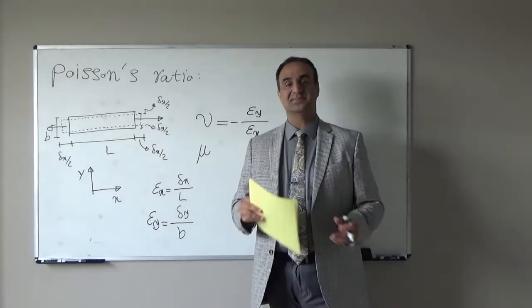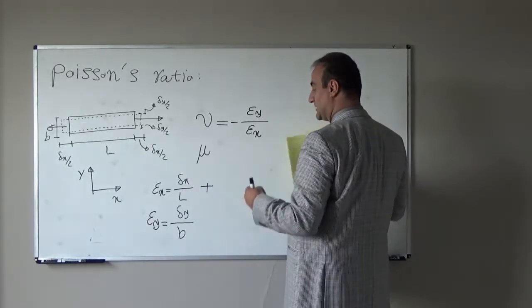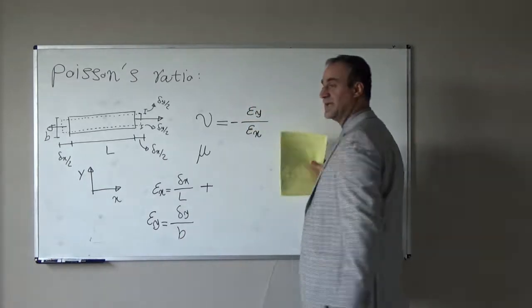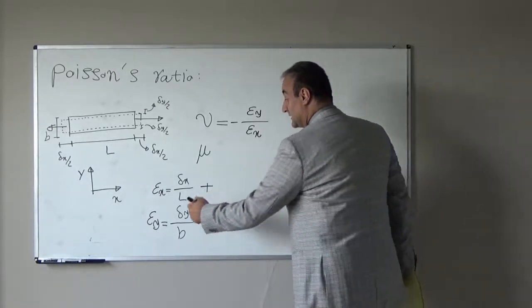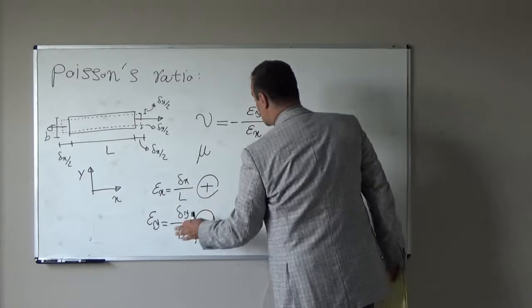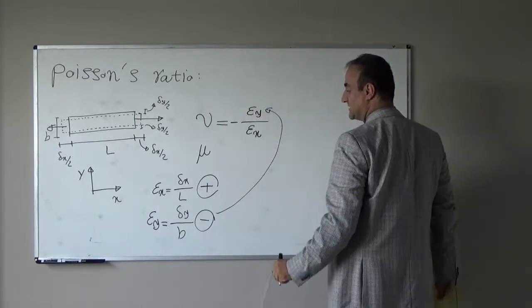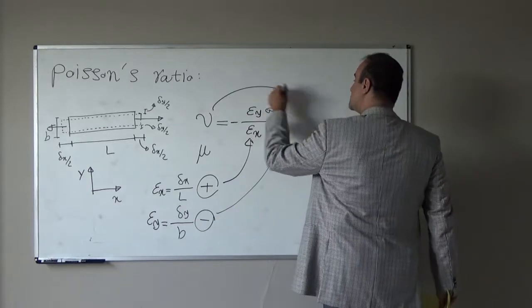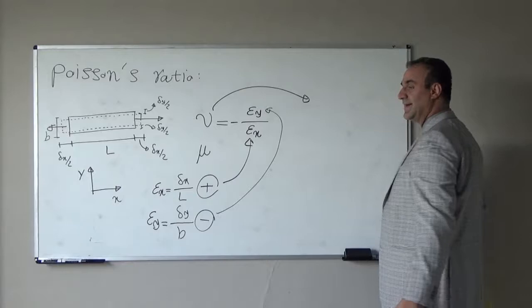This will be tensile strain. Tensile strain we always show with positive, because it gets bigger in that direction, it elongates in that direction. This will be compressive strain, because it gets smaller, thinner in that direction. Compressive strain we will show with negative. So Poisson ratio, because this is negative for this case and this is positive, negative divided by positive, will be always lateral divided by axial.